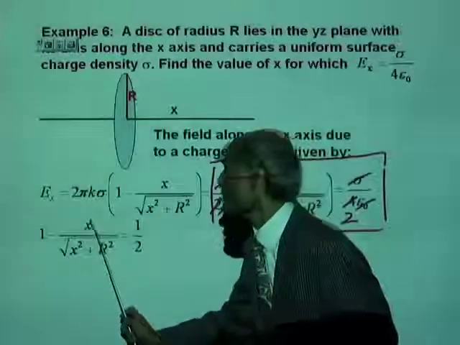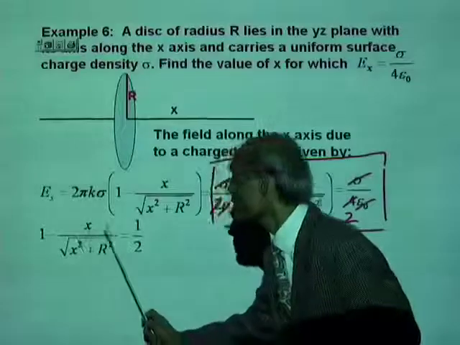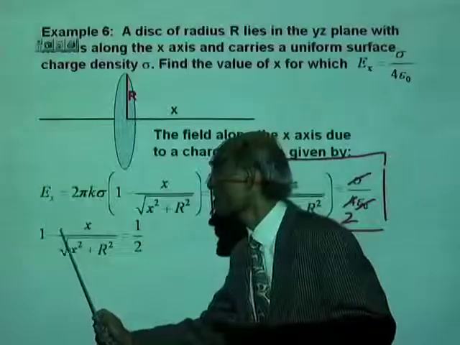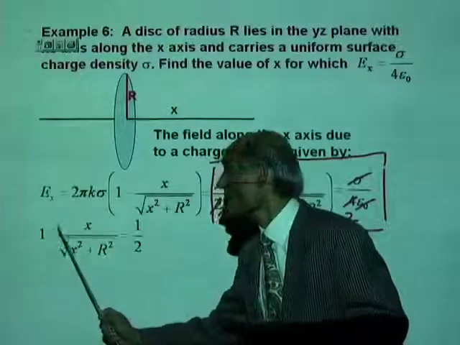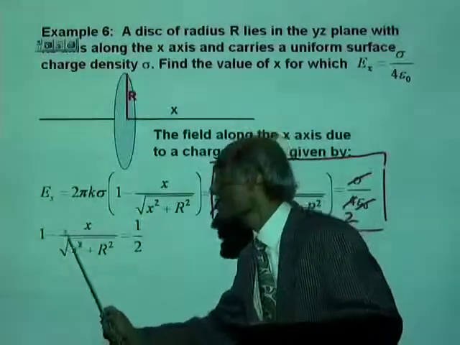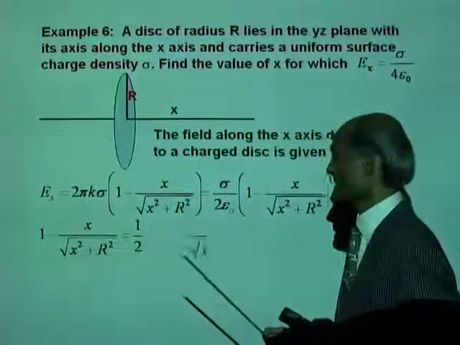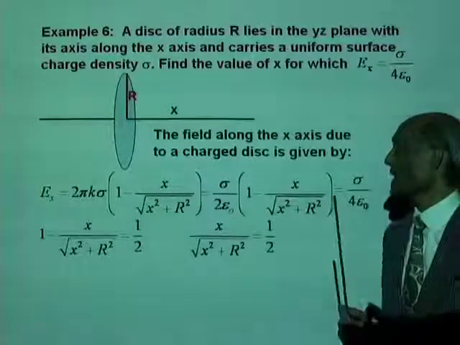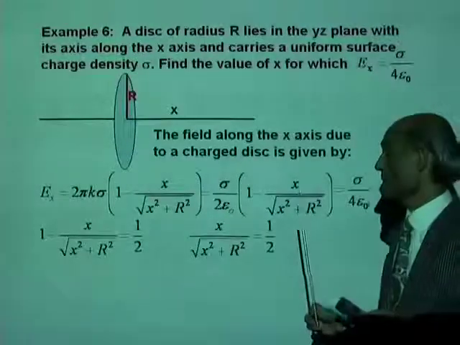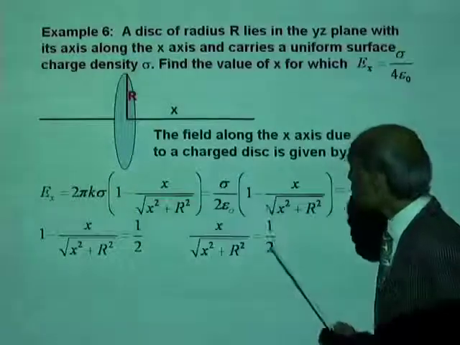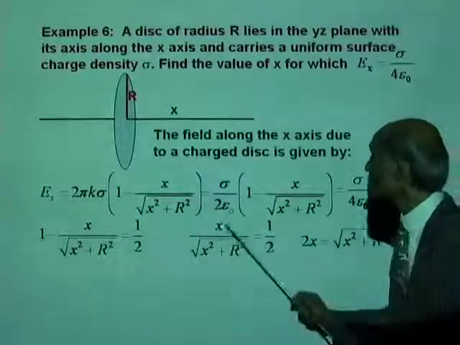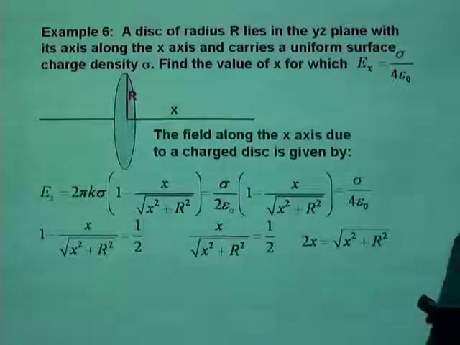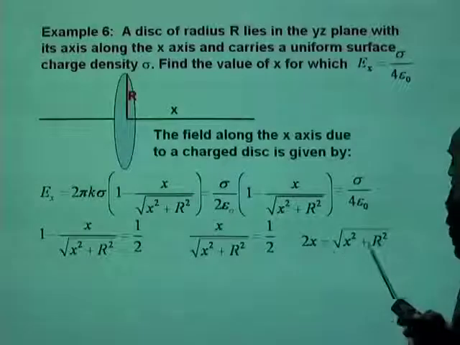And now what I'm going to do is take this negative quantity to the right side, it will become positive. This 1/2 goes to the left. 1 minus 1/2 is 1/2. And that 1/2 equals this quantity. That's right. So this quantity will now be equal to 1/2. I hope you understood how I got that. And now you can cross multiply, is that right? 2x equal to square root of x squared plus r squared. Can you suggest a way to solve for x from here?